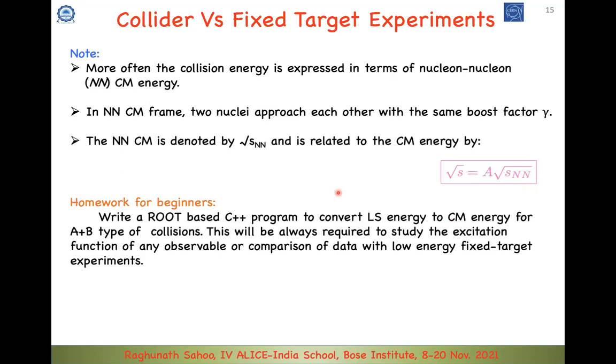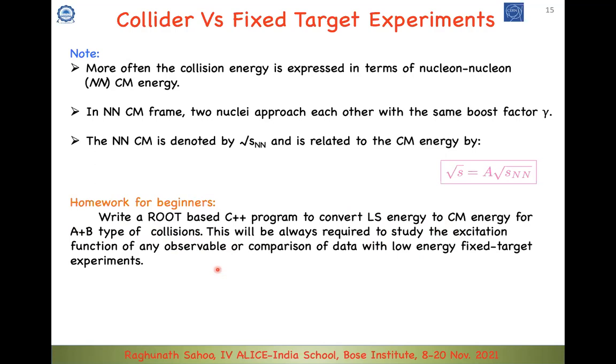A little bit of homework for the beginners. Since you have started using ROOT and ROOT-based C++ programs, now you write a formula, which you know from here, and do simple coding to convert the laboratory energy to center of mass energy for any A plus B type of collision, such as a proton with lead. It should be able to calculate that. And why I'm saying this is, once you do it, you will find the problems.